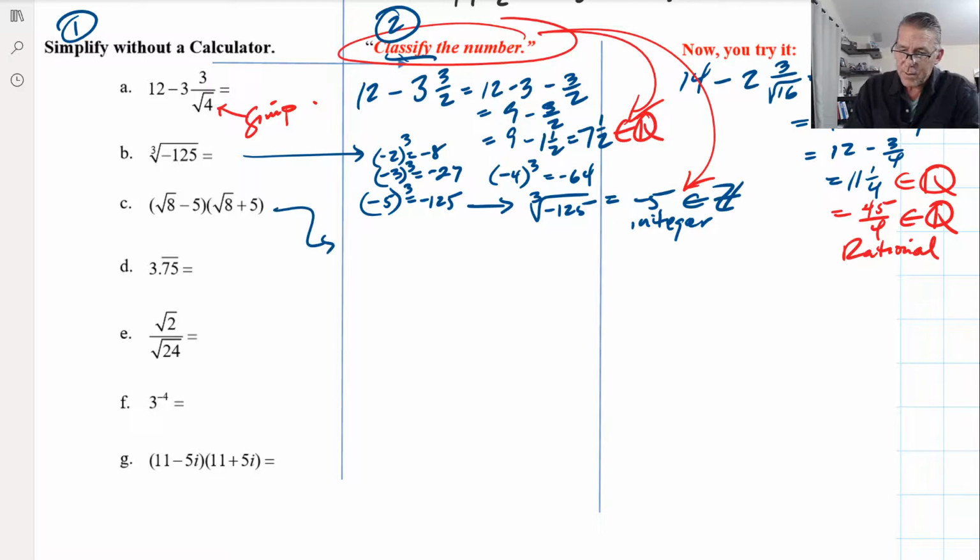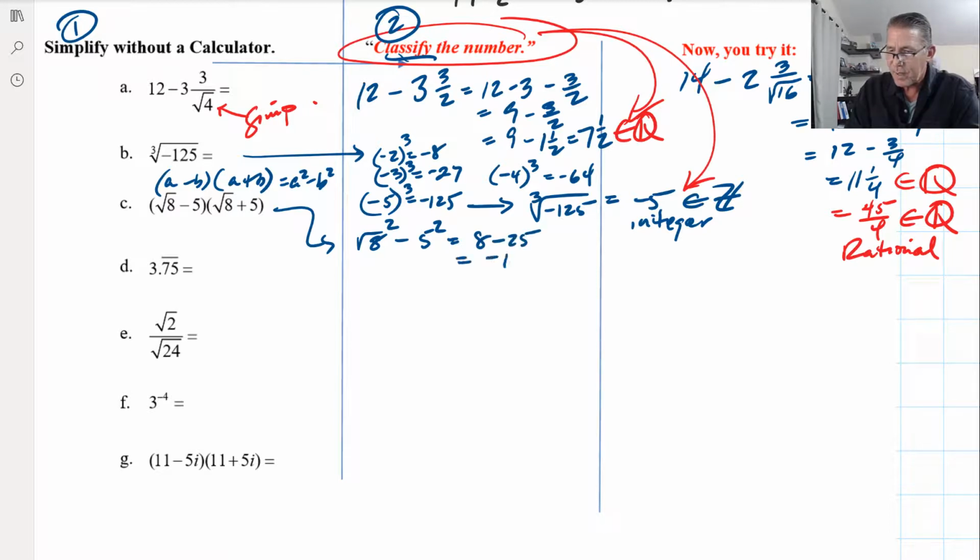All right, let's distribute. Actually, no, let's use structure. Okay, once again, this is A minus B times A plus B, which is A squared minus B squared. So rad 8 squared minus 5 squared. That gives you 8 minus 25, and that's negative 17, and that is an integer.